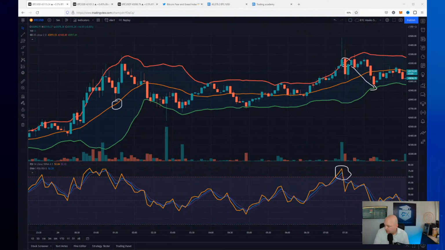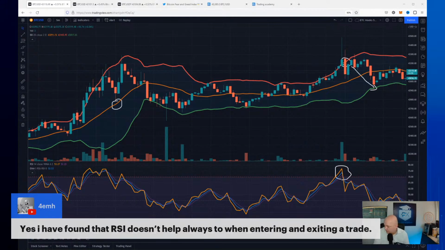Yeah, I have a comment. I want just quickly a comment here from 4EMH. Yes, I found that the RSI doesn't always help when entering or exiting a trade. Absolutely. This is why I say there is no such thing as a holy grail indicator that will always give you correct trades 100% of the time.